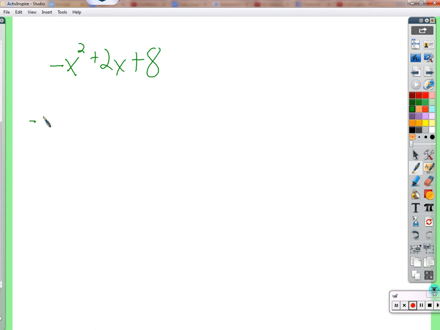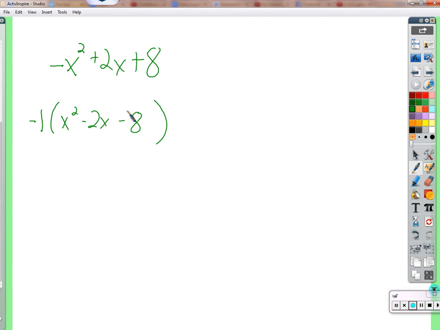I'm going to take a negative 1, put it outside the parentheses. So if I were to distribute the negative 1, I would get this. So what would that make the inside of the parentheses, if I distribute the negative 1? Well, let's just start with the first term. What would this have to be so that negative times this is negative x squared? Just x squared. What would this have to be so that negative 1 times this is 2x? And what would this last guy have to be so negative times that is positive?